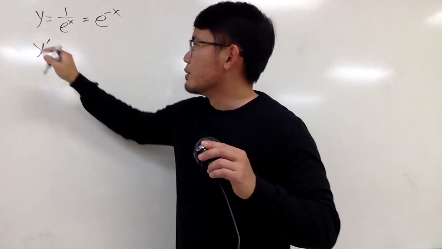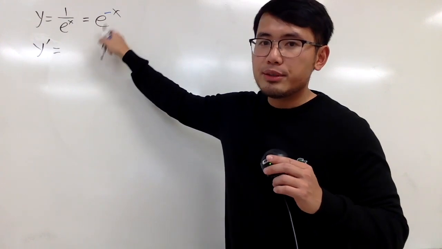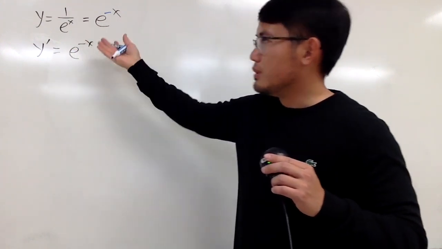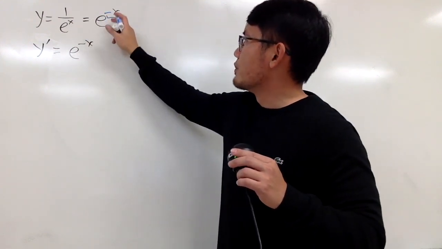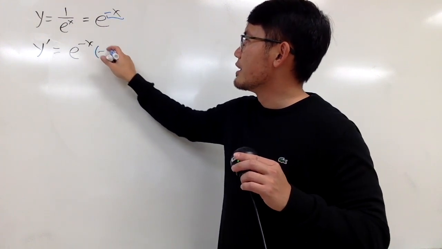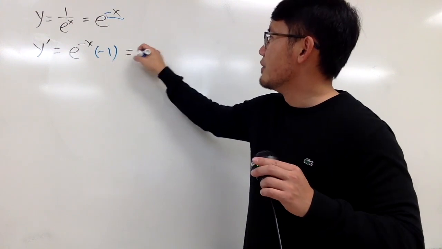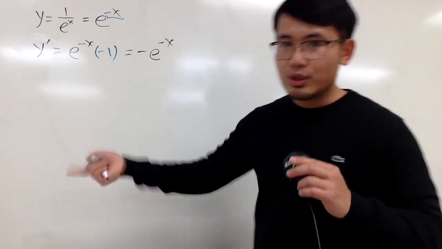So from here, let's see. First derivative, I'll just put down y prime. This right here, well, when you differentiate e to something, this part always stays the same first. So you write down e to the negative x. And the chain rule says we are going to multiply by the derivative of this, which is going to be negative 1. And that's it. In other words, the first derivative is negative e to the negative x. And we just do it again.